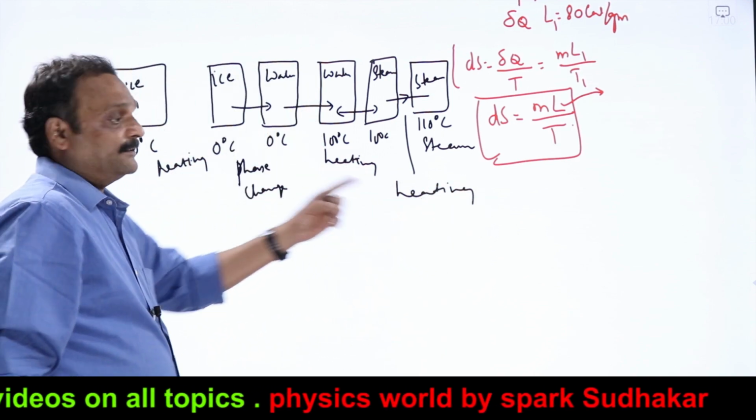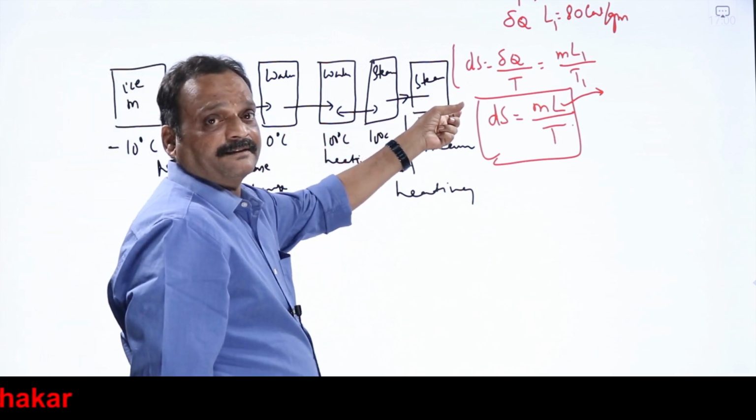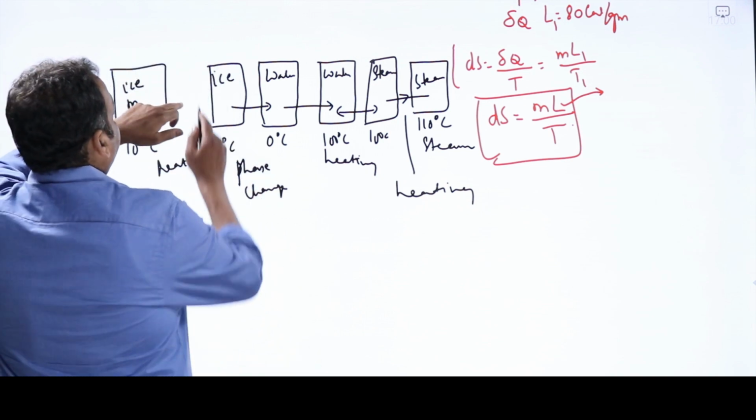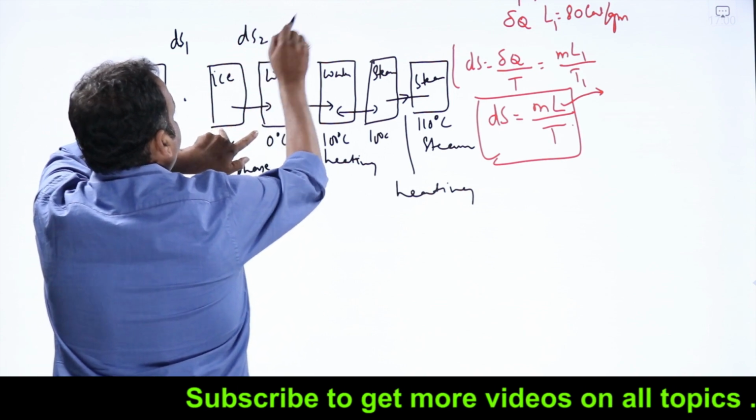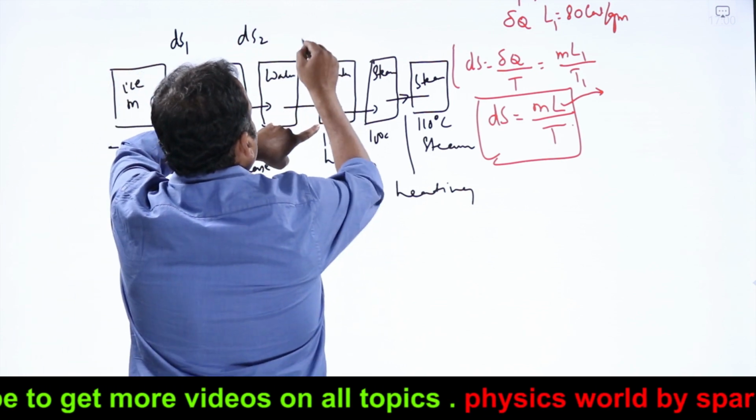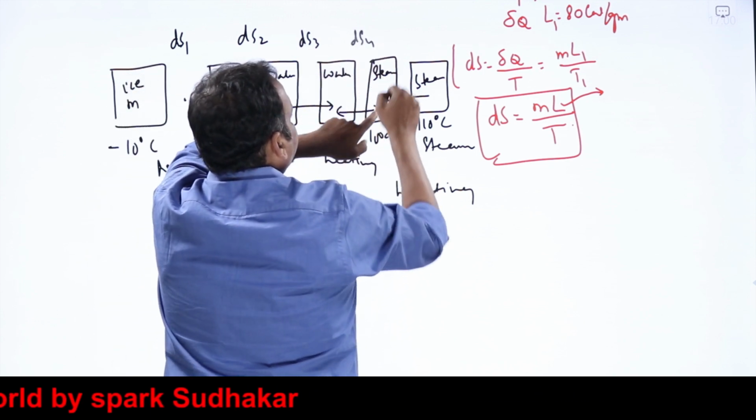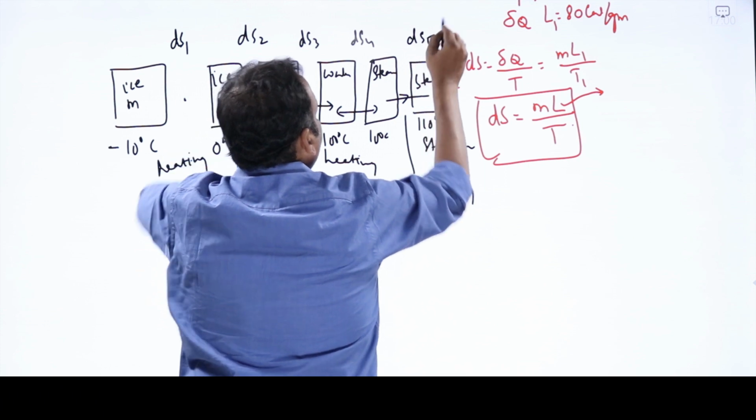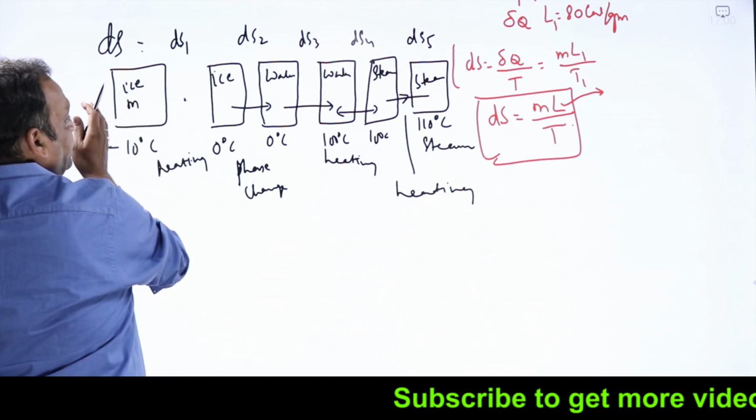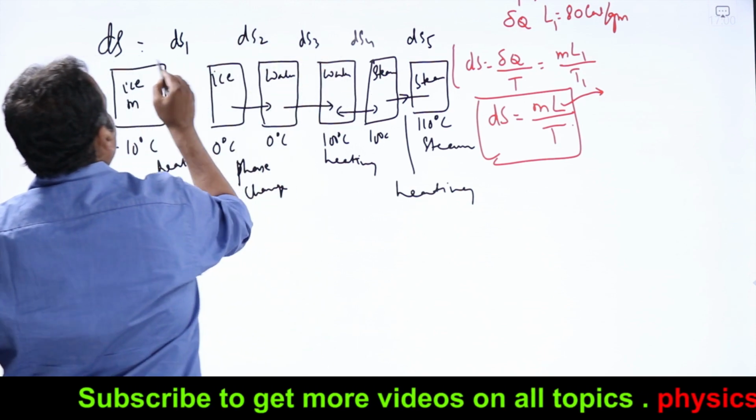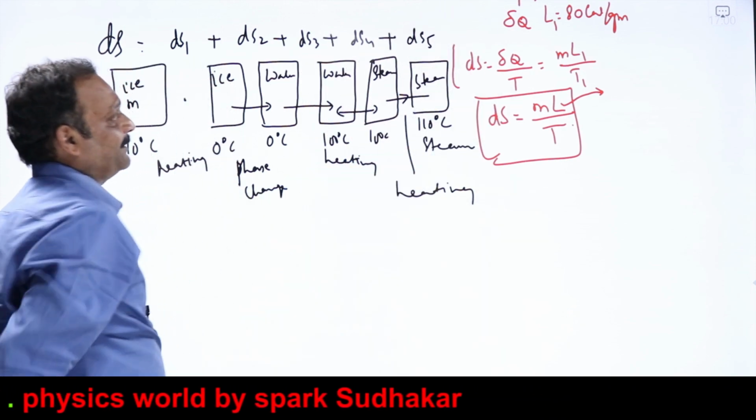So how many steps are involved here? 3 heating processes and 2 phase changes. One is solid to liquid phase change and the other is liquid to gaseous phase change. Change in entropy in heating the substance, I'll take it as DS1. Change in entropy in this phase change, DS2. Heating, DS3. Phase change, DS4. This heating, DS5. So what is the total change in entropy in taking ice at minus 10 degrees Celsius to steam at 110 degrees Celsius? DS equals DS1 plus DS2 plus DS3 plus DS4 plus DS5.